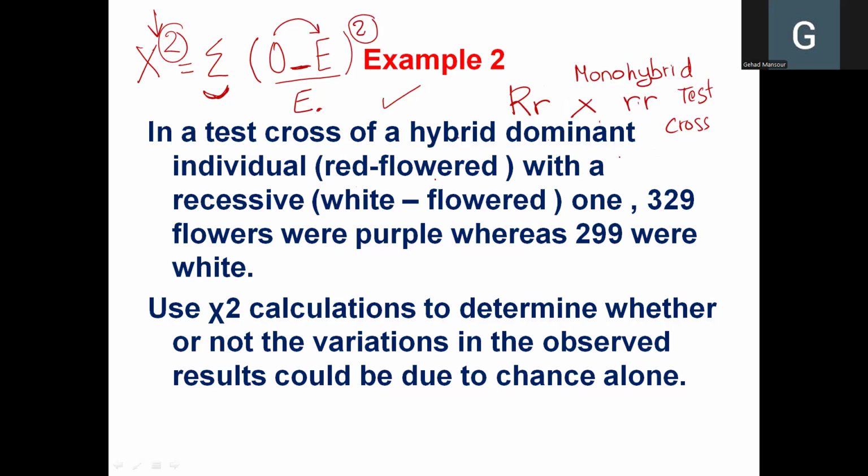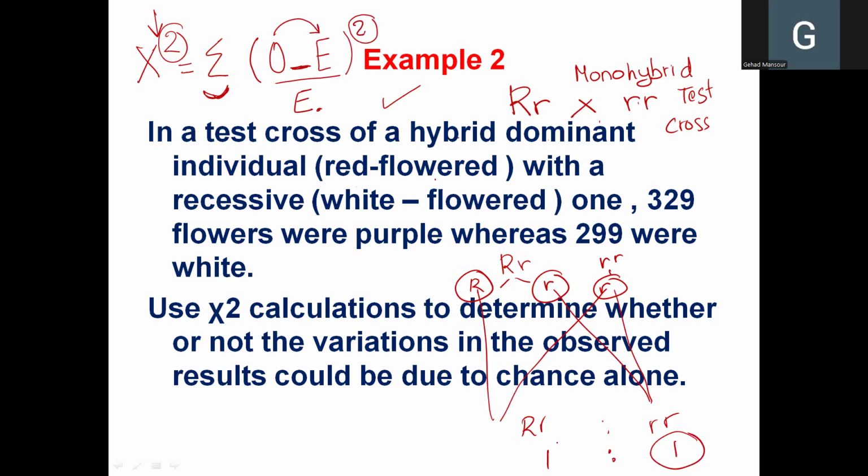And we know beforehand that the ratio should be 1:1 because this individual, R capital, R small, gives two types of gametes, R capital, R small. The other individual gives one type of gamete. So the genotypes of the offspring would be R capital, R small, to R small, or 1:1. So the expected theoretical ratio from the genetic diagram is 1:1.